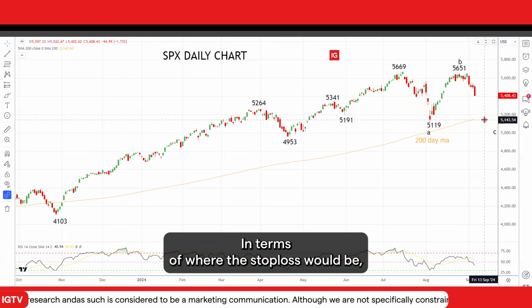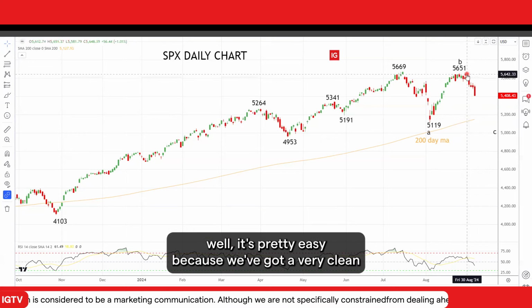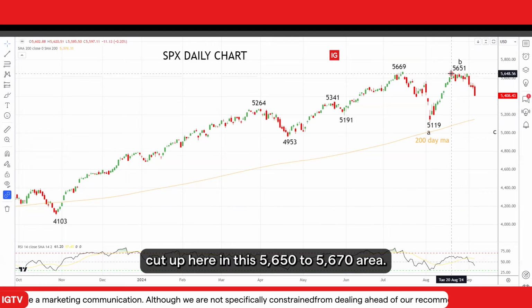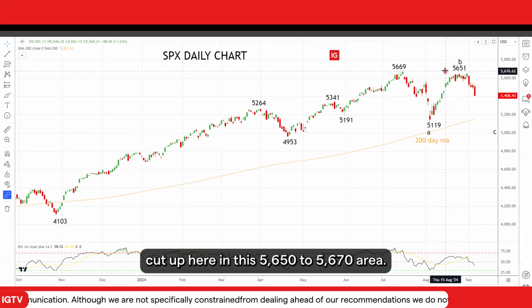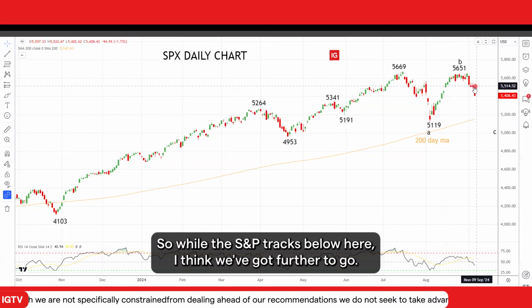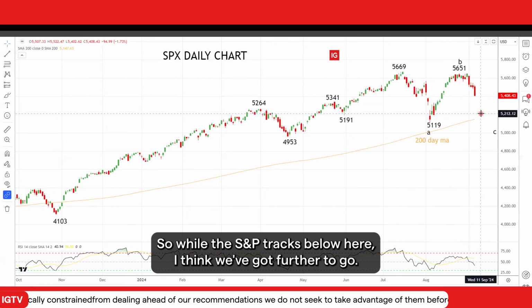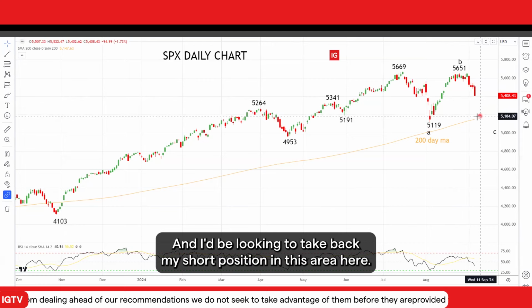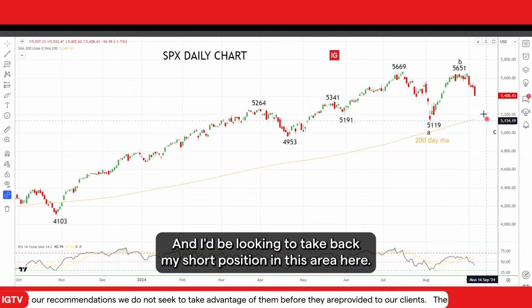In terms of where the stop loss would be, it's pretty easy because we've got a very clean cut up here in this 56.50 to 56.70 area. So while the S&P tracks below here, I think we've got further to go, and I'd be looking to take back my short position in this area here.